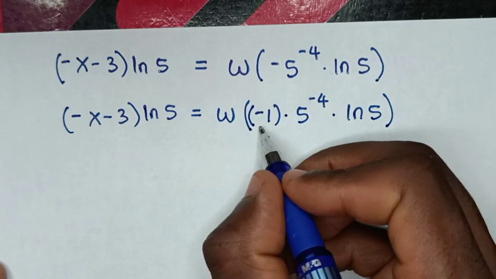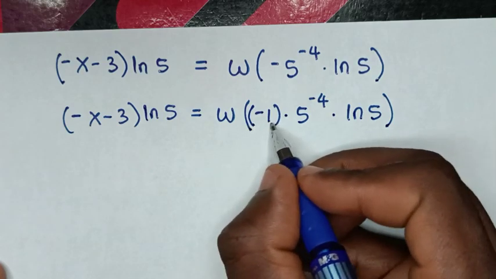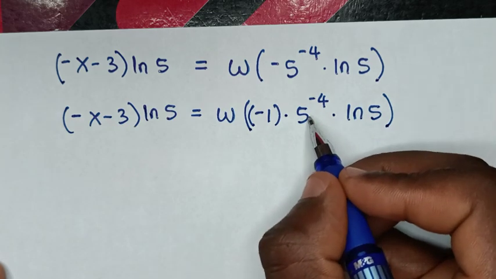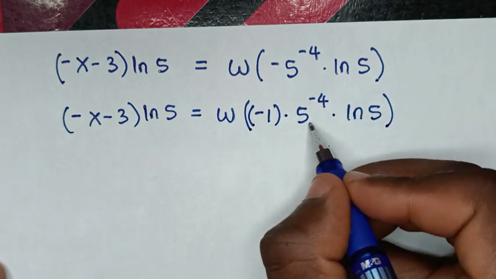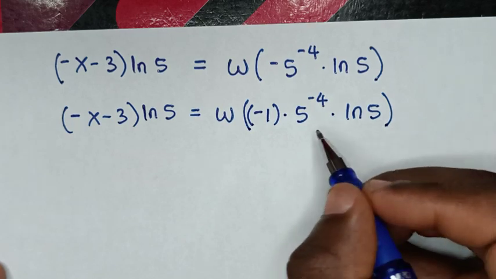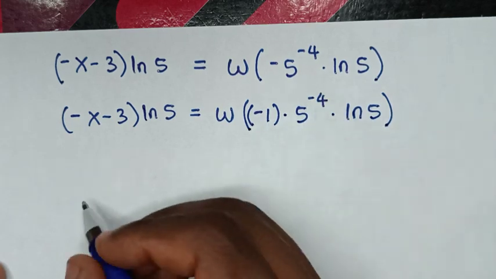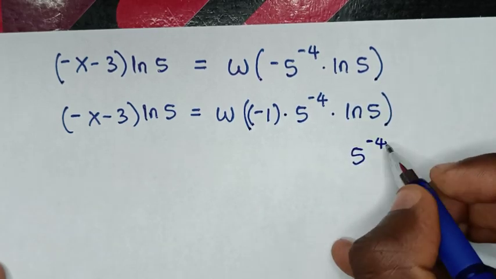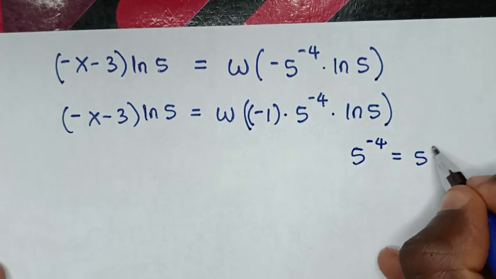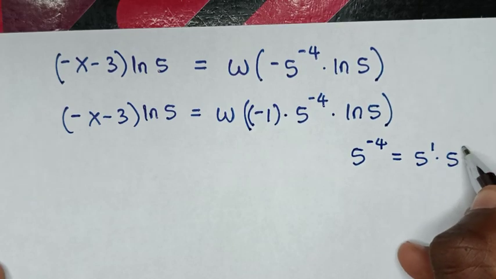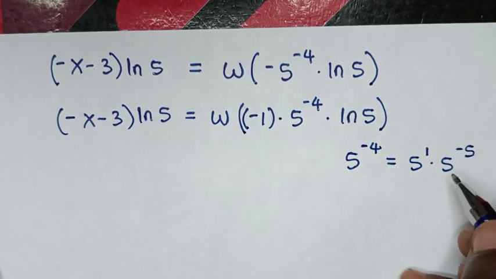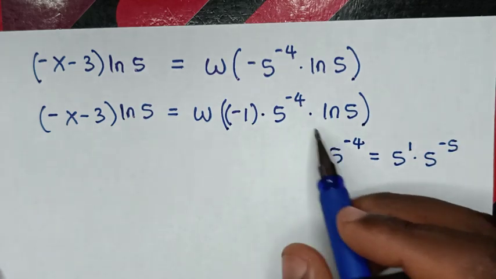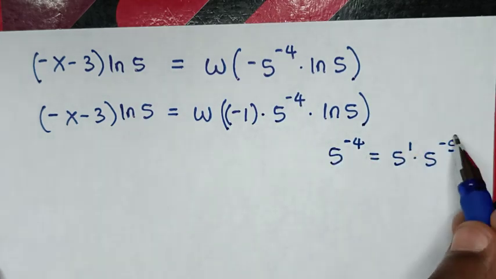In the base we have negative and ln 5. Also in the power it should be, we have negative 5 and ln 5. Also in the power it should be the same. Then in here 5 to the power of -4 will be equal to 5 to the power of 1 times 5 to the power of -5. Now we can see we already get -5 in the power, so we'll substitute this.